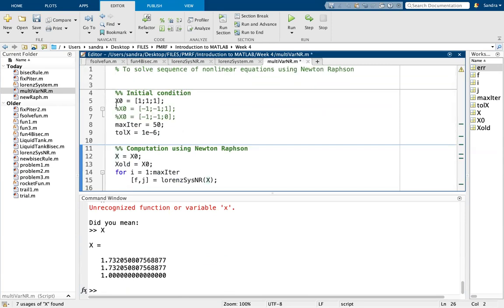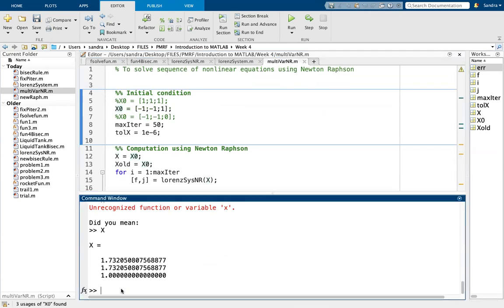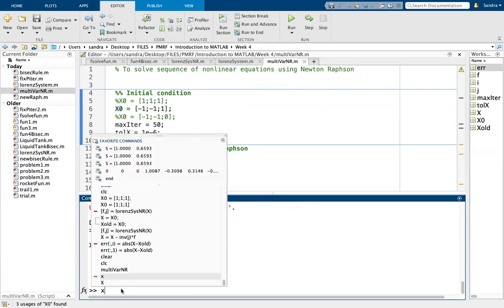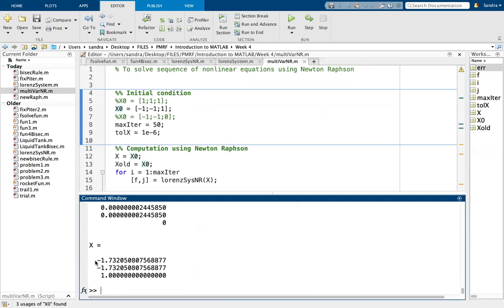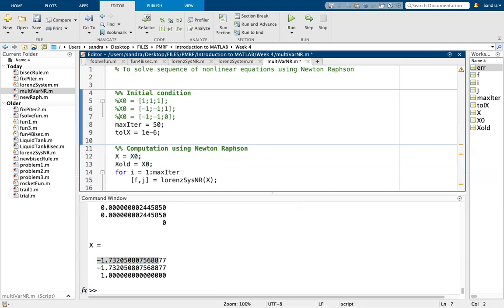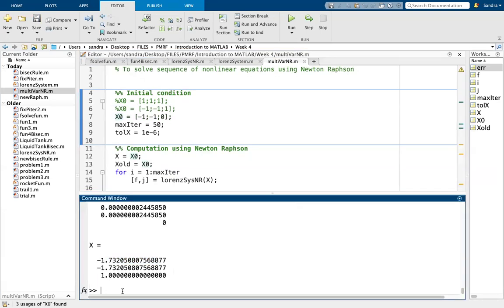I'll run it for the next initial guess, that is -1, -1, 1. I get the other root, -1.732, -1.732, 1. Now using the next initial guess, again I run it. I'll get the root which is almost equal to 0. Is this clear? Any doubts?